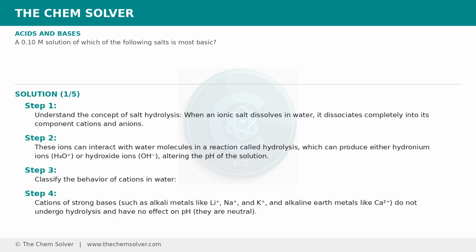Classify the behavior of cations in water. Cations of strong bases, such as alkali metals like Li+, Na+, and K+, and alkaline earth metals like Ca2+, do not undergo hydrolysis and have no effect on pH. They are neutral.